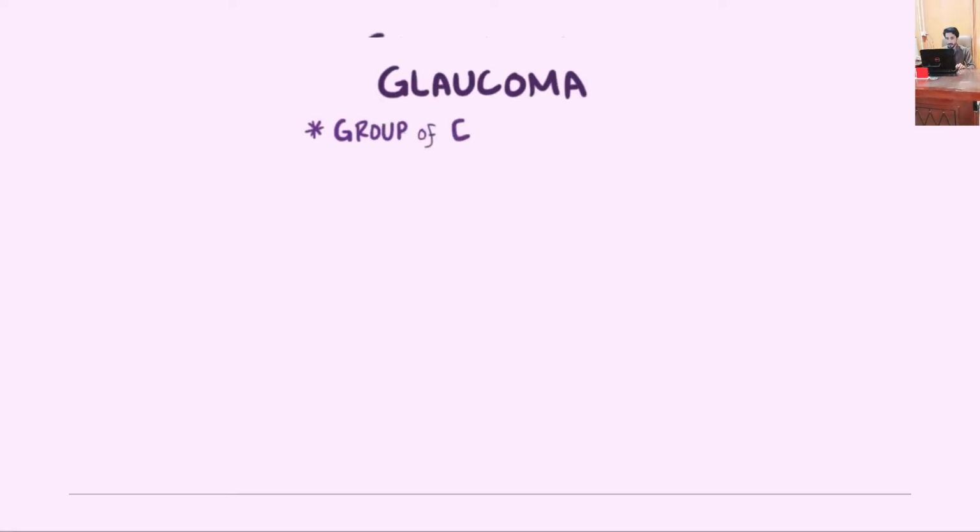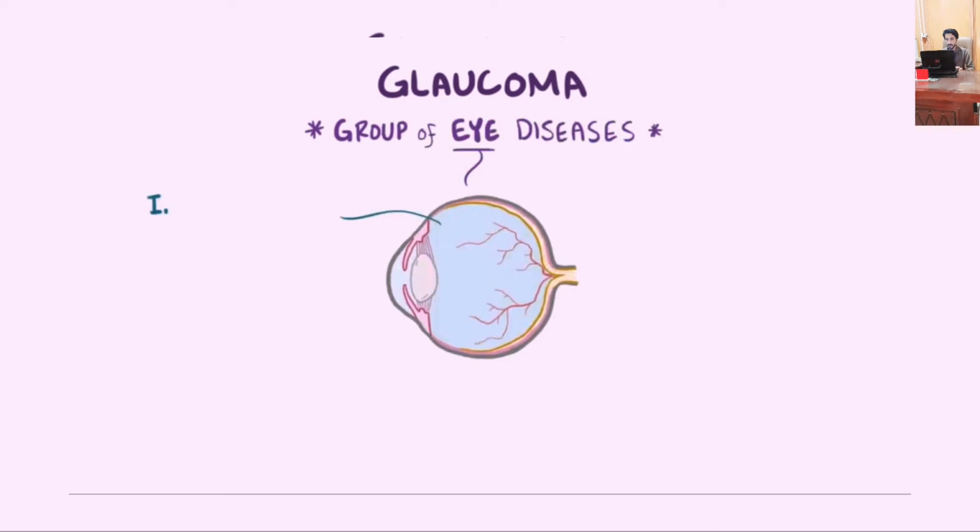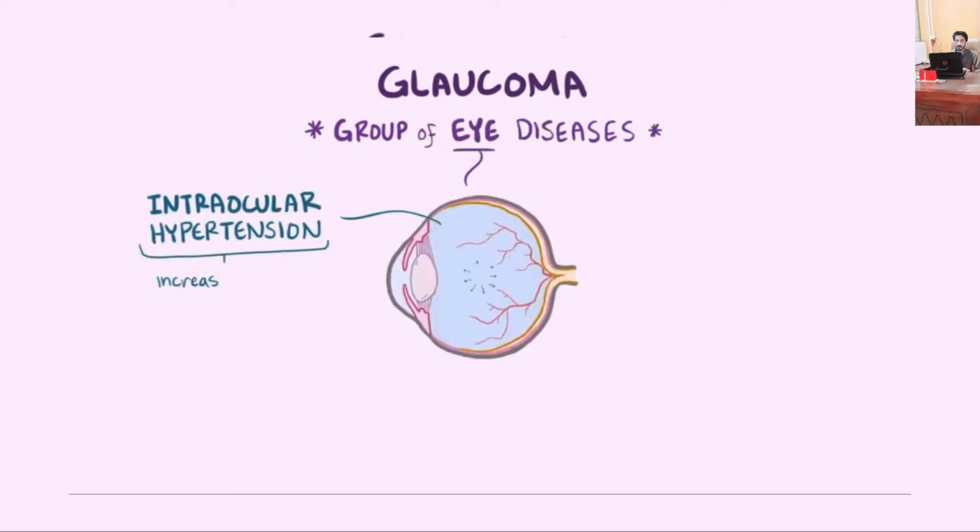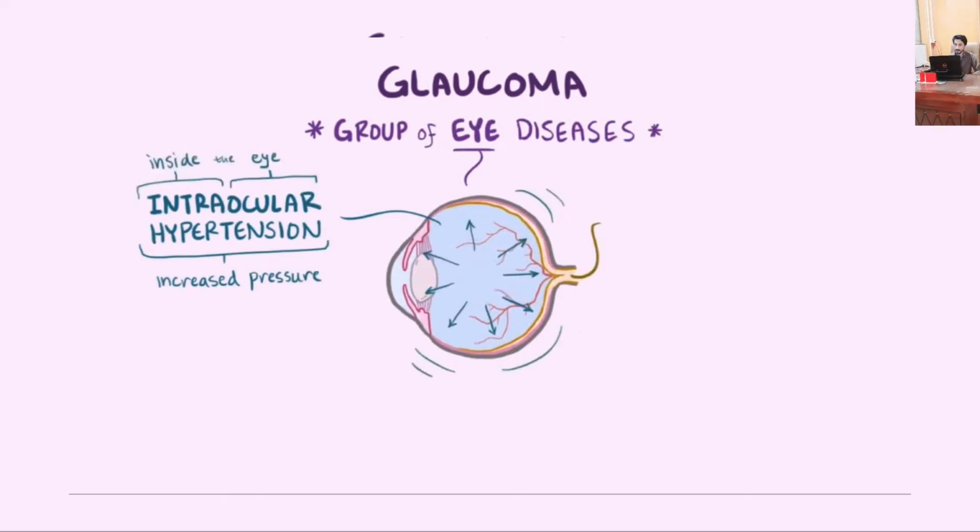Glaucoma is actually a group of eye diseases that are usually due to intraocular hypertension, or increased pressure in the eye, which damages the optic nerve and, if left untreated, can lead to blindness.